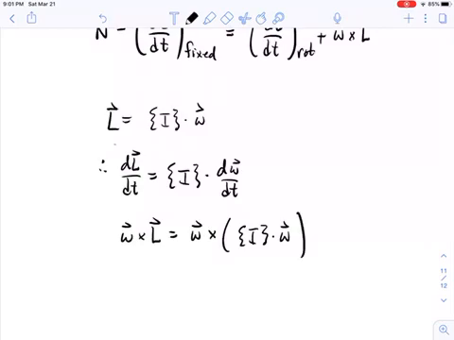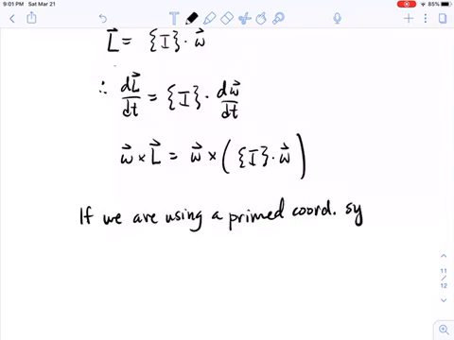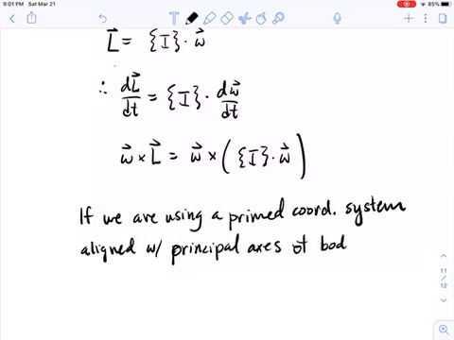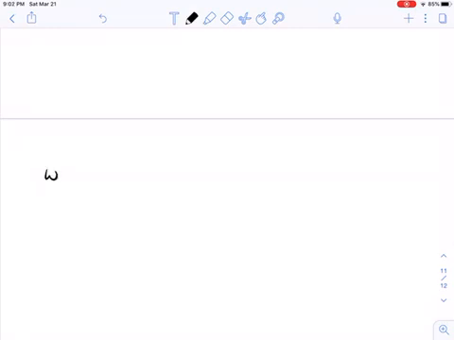Okay, so here's where we get the real benefits. If we are using a primed coordinate system that is aligned with the principal axes of our body, then we can simplify quite a bit some of these results. I think we'll need more room. So let's think about omega cross I dot omega.